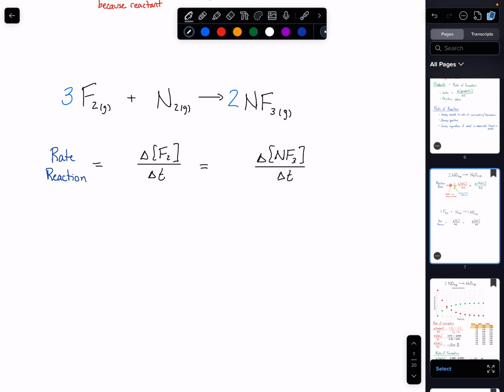All right, so if I'm going to monitor the rate of consumption of that fluorine, in order to get my reaction rate, I'm going to have to flip the sign and divide it by that stoichiometric coefficient of 3. Right, so to be clear, where did that 3 come from? Just came from that stoichiometric coefficient.